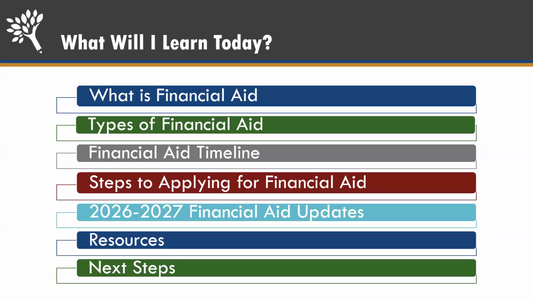Today, you're going to learn about what financial aid is. We're going to talk about the types of financial aid. We're going to talk about the financial aid timeline, the steps to applying for financial aid. We have some 26-27 financial aid updates for you. We have resources, and then, of course, your next steps.